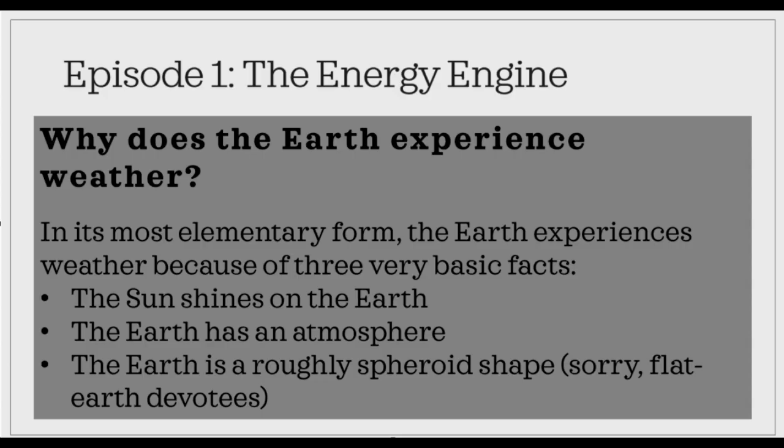So, why do we have weather? Ultimately, it is because of the following three details. We have a nearby star, the sun, that blesses us with its heat and light. Also, we thankfully have an atmosphere on our planet, which is a blessing for those of us who enjoy breathing. And finally, it is because our planet is roughly spheroid shaped.